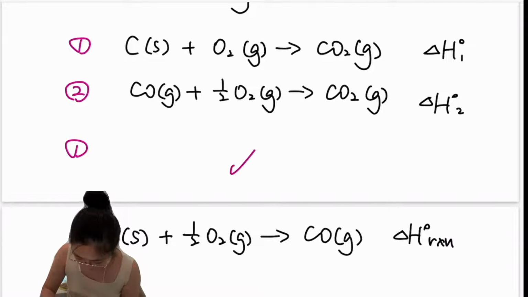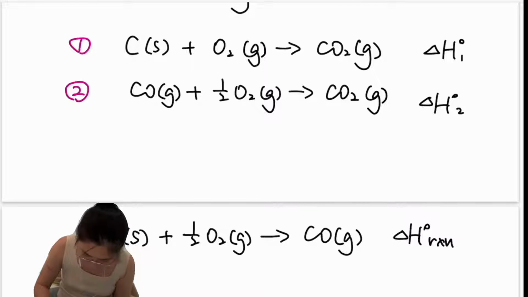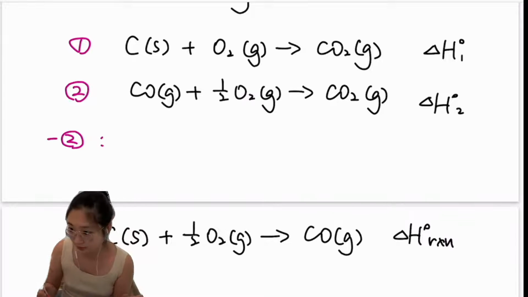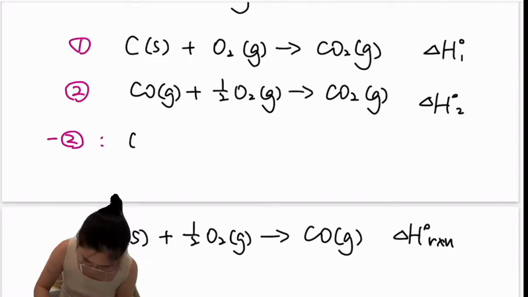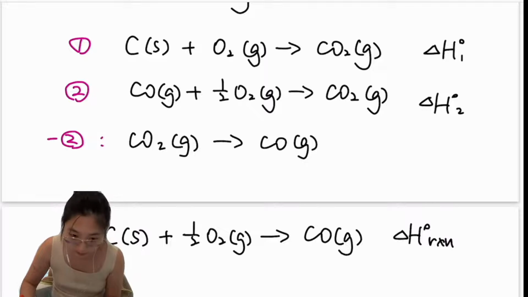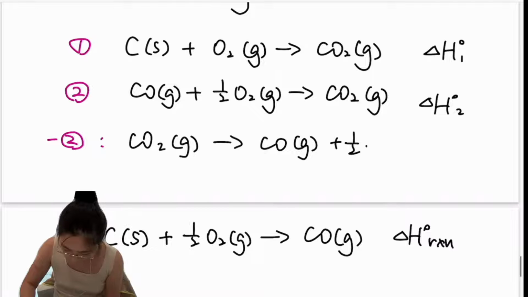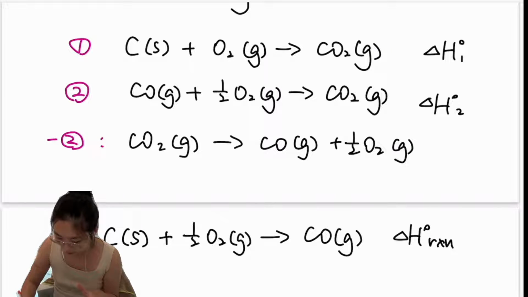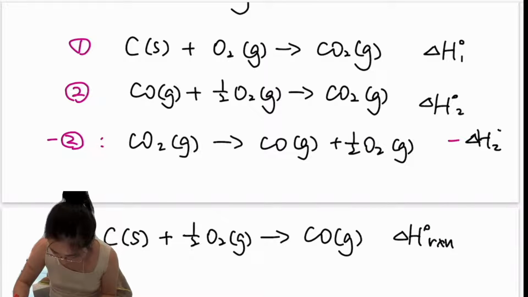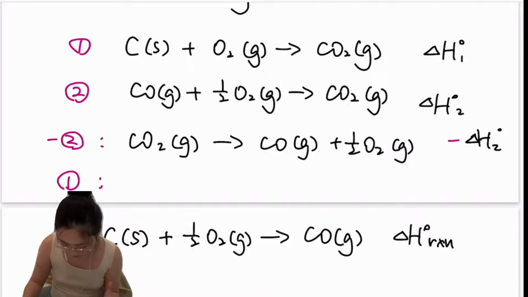Okay, so going back to this question, you are going to reverse the second reaction, so it's the negative of the second reaction. Now the reactants become the products and the products become the reactants. 1 mole of carbon dioxide dissociates into 1 mole of carbon monoxide and 1/2 mole of oxygen gas. For the enthalpy, you are taking the negative of the enthalpy change for 2, and then adding it up with equation 1.